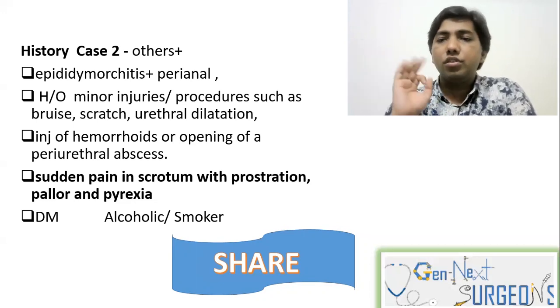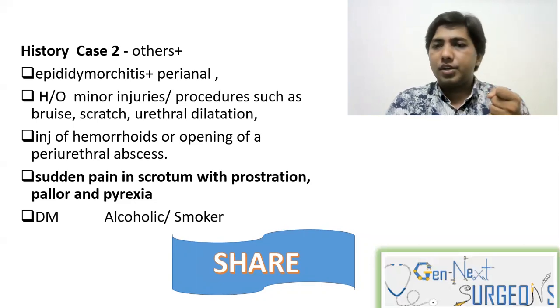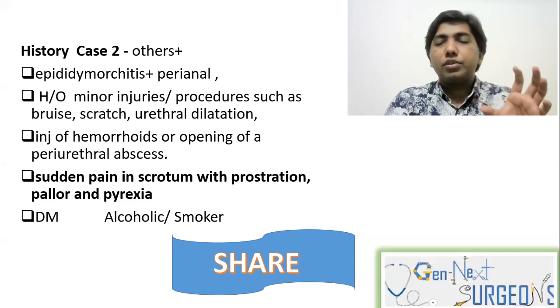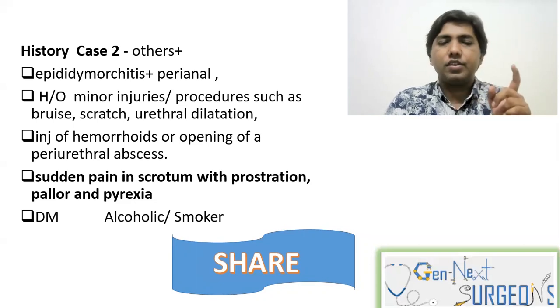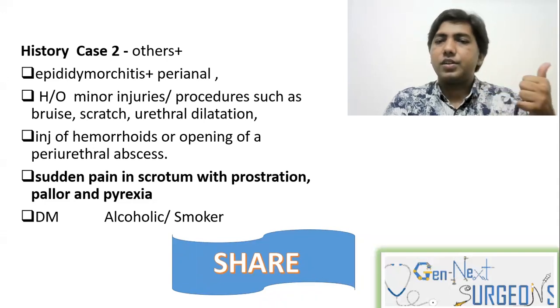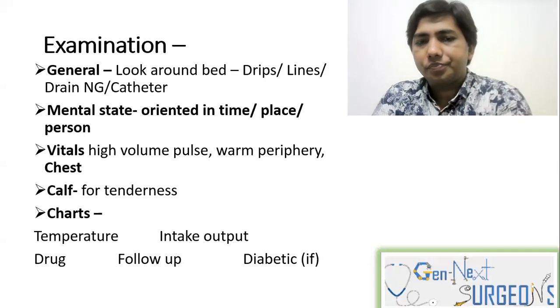That may lead to Fournier's gangrene. The patient will present with sudden pain in the scrotum with prostration, pallor, and pyrexia. That is the feature, written in Bailey and Love. And you need to know about the immunocompromised status of the patient, whether he is suffering from diabetes mellitus, or is an alcoholic or smoker, and in the drug history, whether he is suffering from cancer. So that immunocompromised history we need to take.